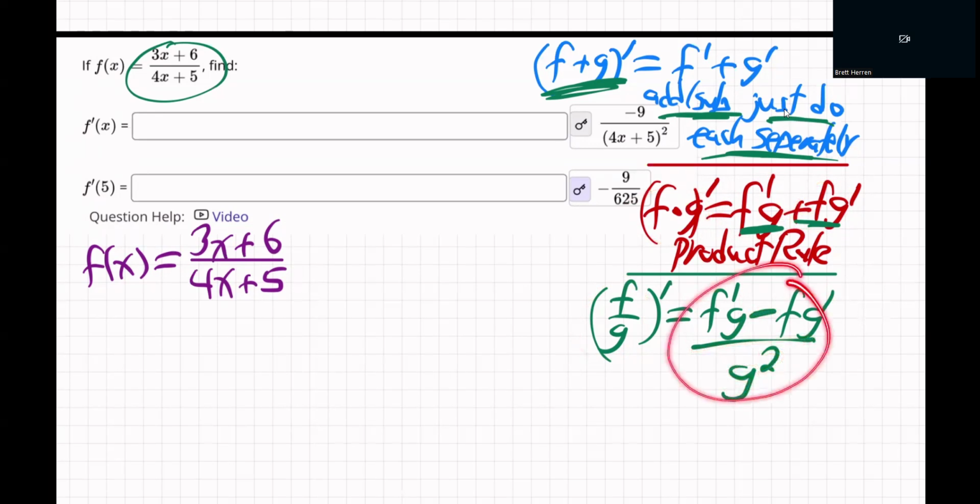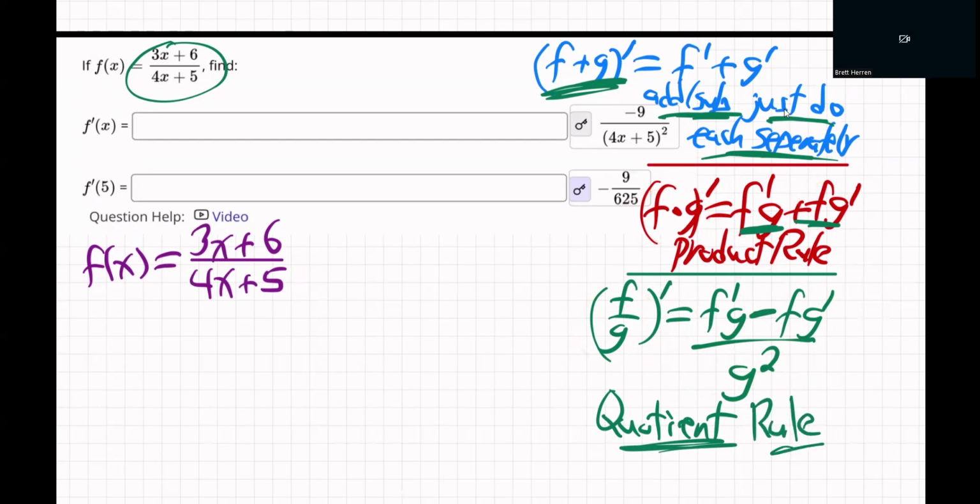That's the special rule called the quotient rule, because two things dividing is called a quotient. So when you have two functions of x divided, it's called the quotient rule. Two functions of x multiplied, you want to take the derivative, it's called the product rule. So that's what we have to do.